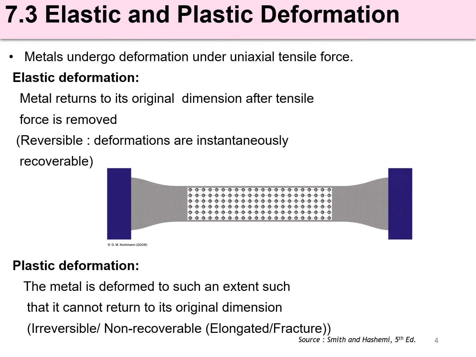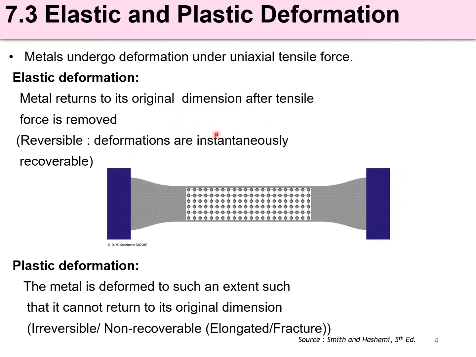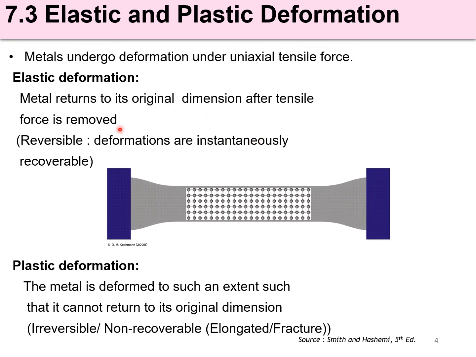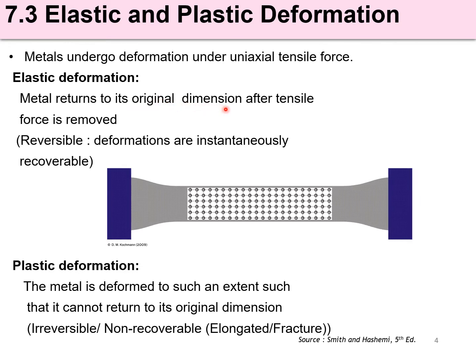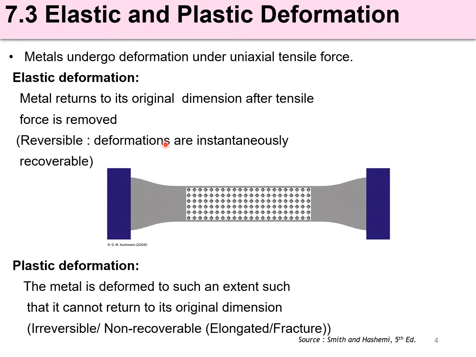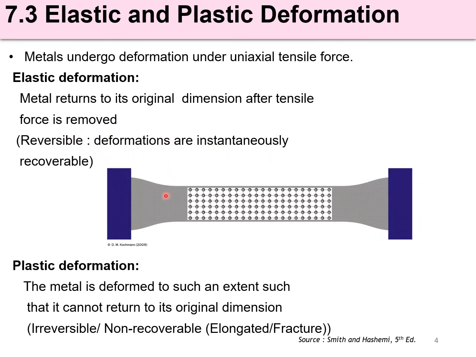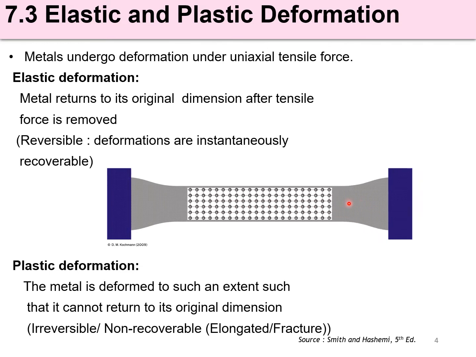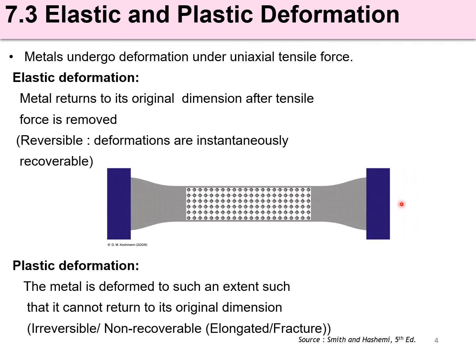Elastic deformation is deformation in which the stress and the strain are proportional. Metal elastic deformation is non-permanent, which means the metal returns to its original dimensions after the tensile force is removed. We call this reversible; the deformation is instantaneously recoverable. You can see from the figure how the atoms stay in their chain, even though they are being pulled by the force in the x direction.